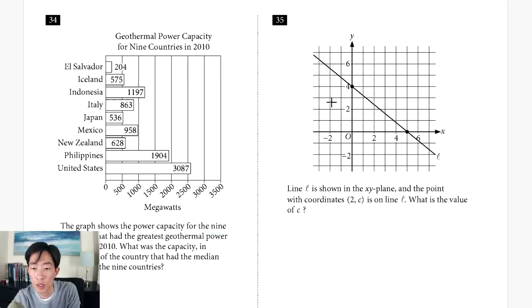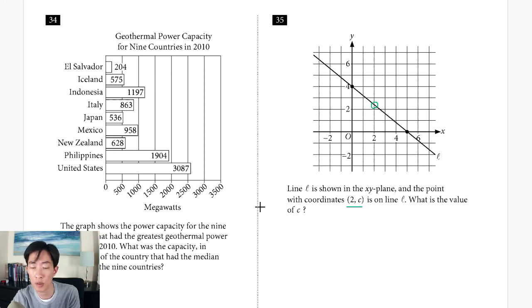Question 35, we got a graph with a line. It says line L is shown in the xy plane. Point with coordinates 2, C is on line L. What is the value of C? So obviously if we're looking at 2, C, it's somewhere in the middle here. Doesn't fall nicely on one of the grid lines, so we're going to have to actually do some math.